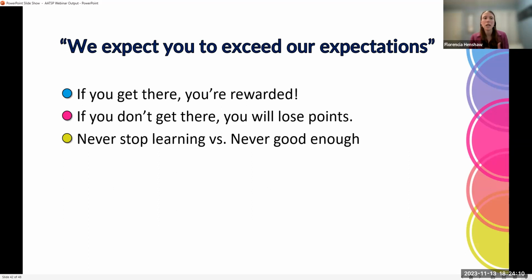So I think that we need to be careful of who we're rewarding and who we're leaving behind. Because some students might get the message of never stop learning, keep going. But a lot of the students, my students, got the opposite message of never good enough. I'm never good enough at Spanish, so why even try? And that is the opposite of what I wanted to do.